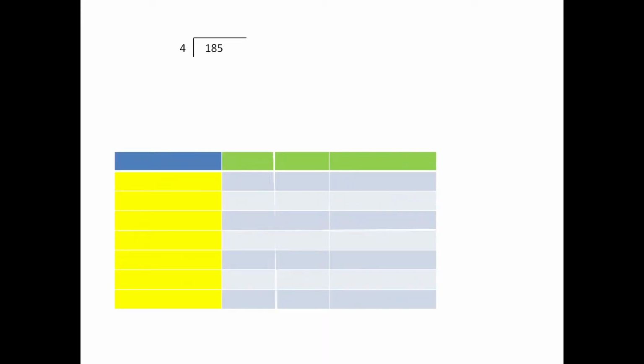We want to divide 185 by 4. To do it, as we usually do, we are going to build our chart. We are going to put here the amount that we got, here the amount that we want to share, and here the amount that each of our friends is going to receive. Here we put the dividend, and here we put the divisor, which is 4.